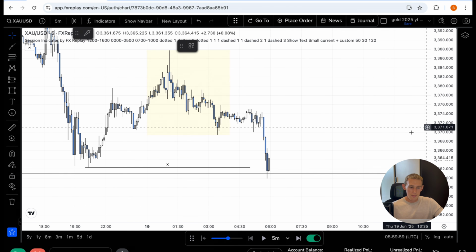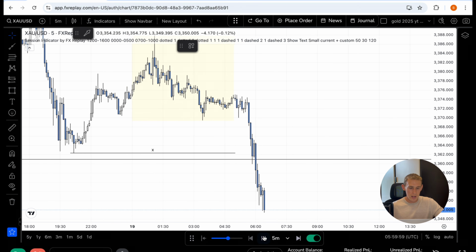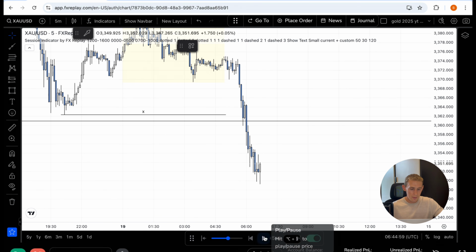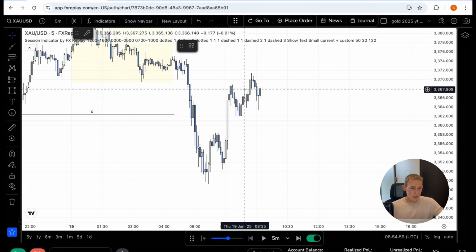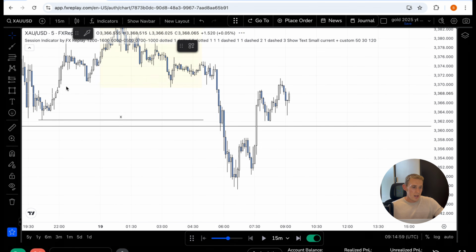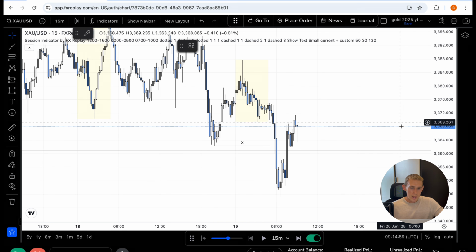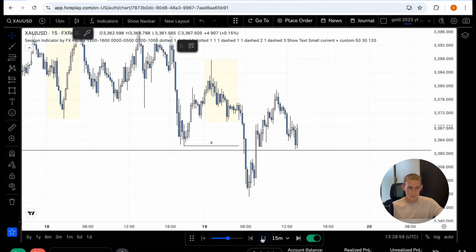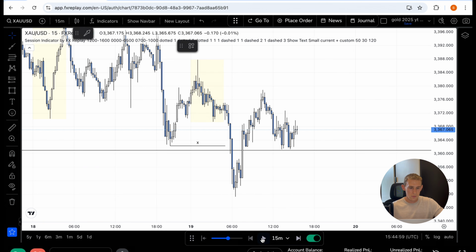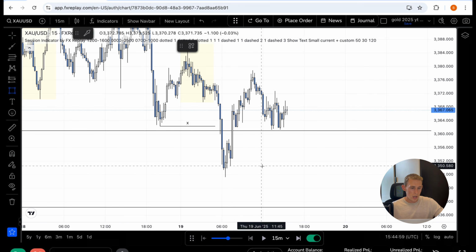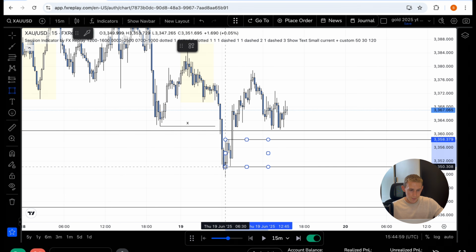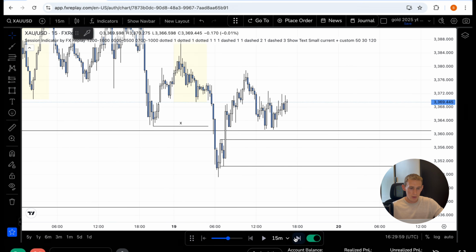So let's jump to the M5. Let's have a look if we can get an entry here, obviously waiting for that same entry confirmation as per usual. Currently, for a change of character, we would need to see price break Asia high up here. I might actually monitor this demand. I would want to see a confirmation in this demand, but let's monitor it.